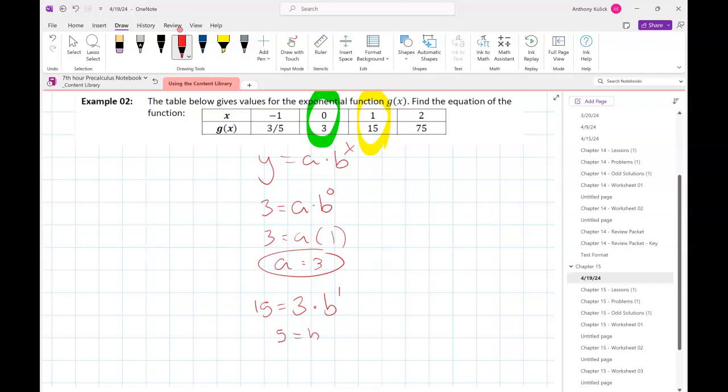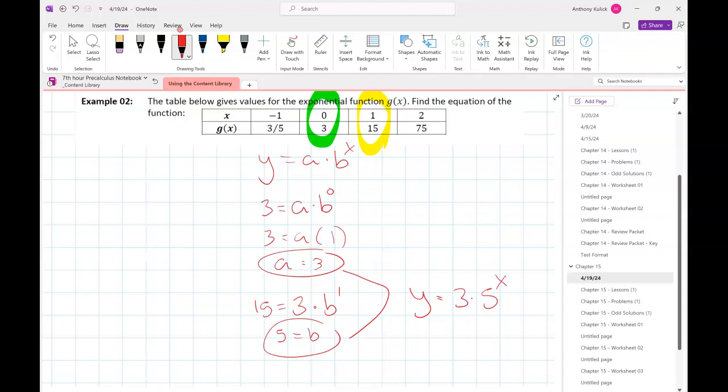So divide both sides by 5. So I put those two together. And I can say y equals 3 times 5 to the x. Can I say that's 15 to the x? What do you think? 15 to the x? Sound good?